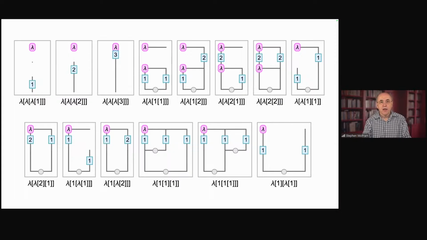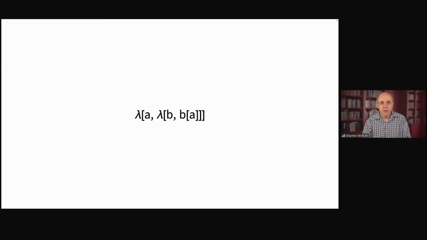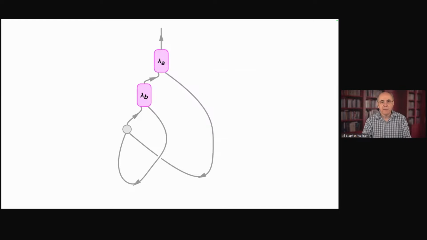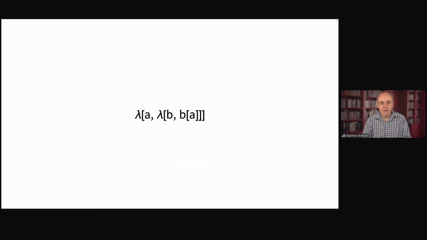Another graphical approach is to use string diagrams that directly show how the elements of lambdas are wired up. So consider, for example, the very simple lambda, lambda of A, lambda of B, B of A. You can represent this as a string diagram like this, where there's a lambda of A, a lambda of B, the pink nodes, and a single application node. And this is showing the hooking up of things in this lambda expression.